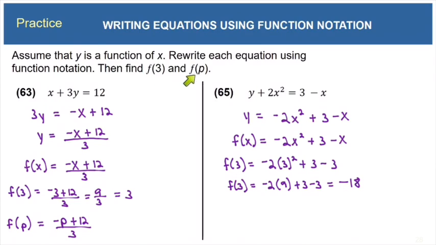Now let's get f of p. So if f of x was negative 2x squared plus 3 minus x, then f of p is going to be negative 2p squared plus 3 minus p.